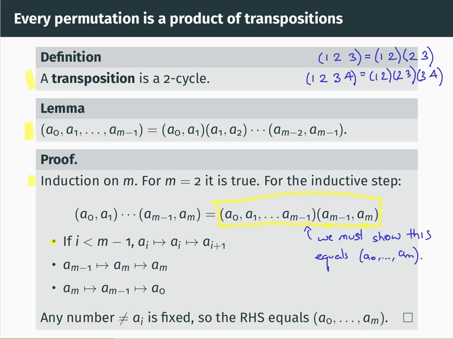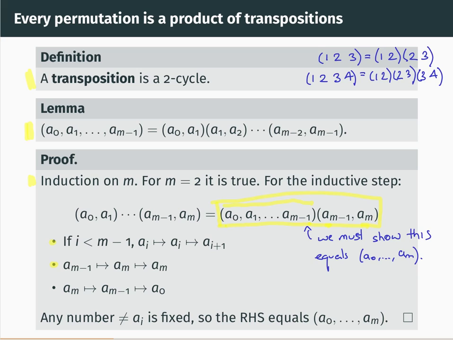Next, let's think about what happens to a_i under the cycle a0 up to a_{m-1}. Well, that will send a_i to a_{i+1}. a0 goes to a1, a1 goes to a2, and so on. So this a_i will go to a_{i+1}. Okay, so we've established what the composition on the right in the box does to a_i if i is less than m minus 1. So now let's think what happens to a_{m-1}.